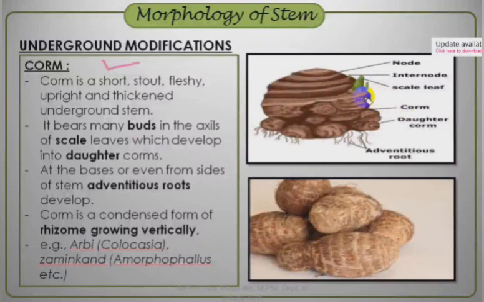The fourth type of underground stem is known as corm. Now the corm is a short, fleshy, straight upright, meaning vertical, thickened underground stem. It bears many buds as you can see in this diagram and brownish scale leaves. This all part of this here. These are actually scale leaves. Scale leaves are those leaves that are very thin and paper-like and cover the surface of the stem. Those are known as the scale leaves. A common example of a corm is Colocasia.